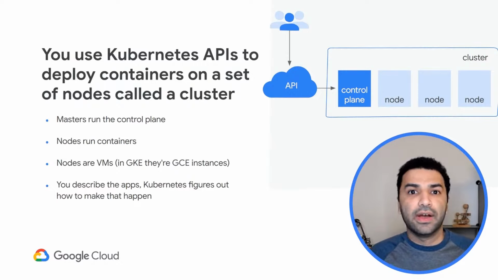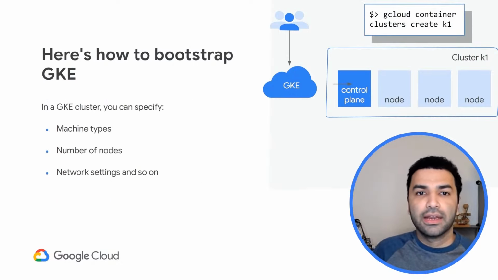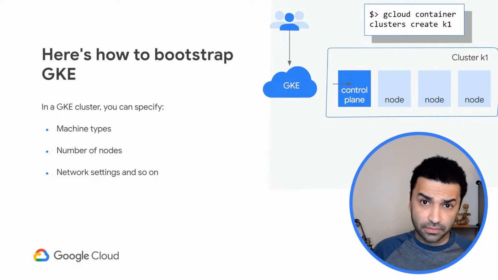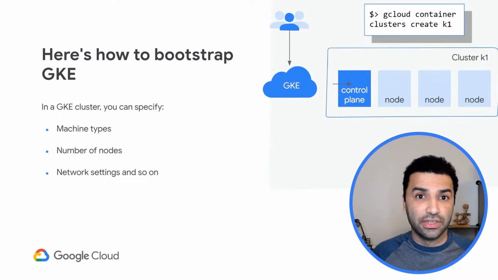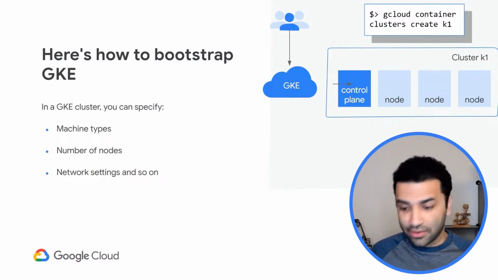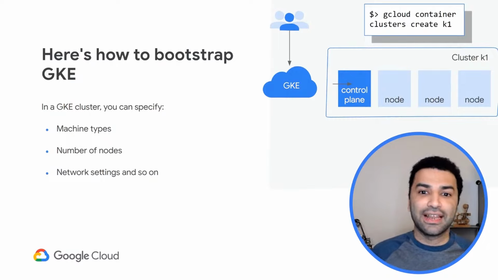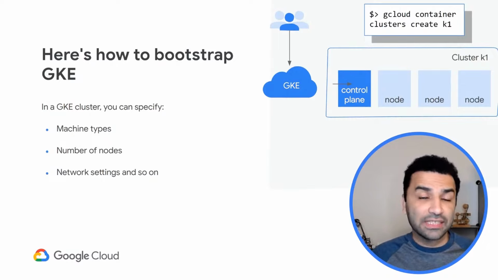However, if you want a managed version that creates everything for you, then Google Cloud has what we call Kubernetes Engine. Kubernetes Engine is a managed version of Kubernetes inside Google Cloud. You can create a cluster by simply typing a command such as gcloud container clusters create and then giving it a name such as K1, and that's pretty much it.